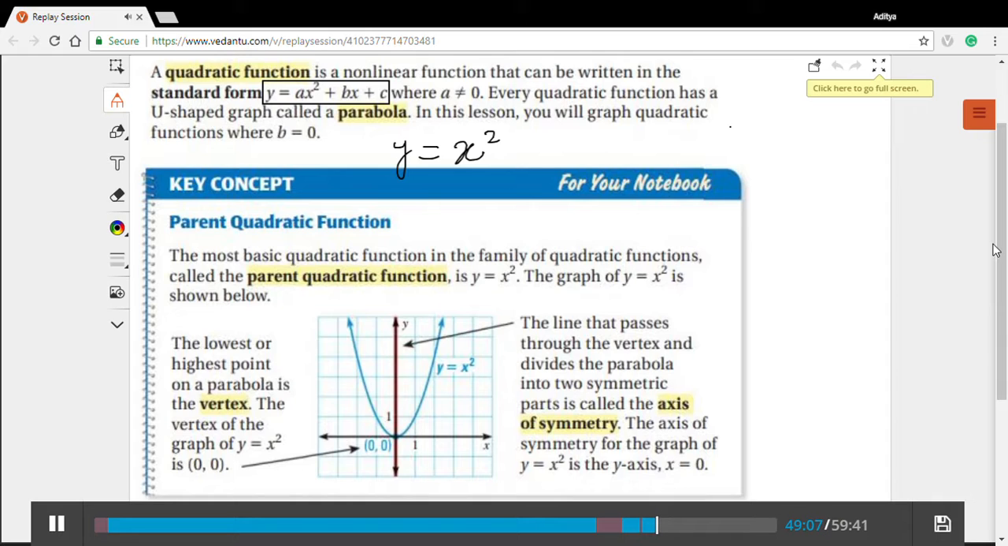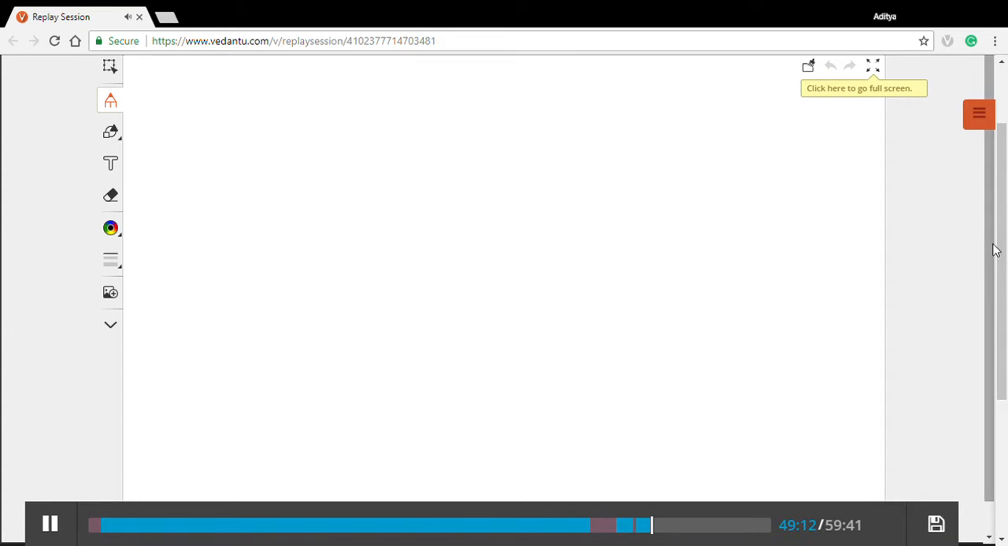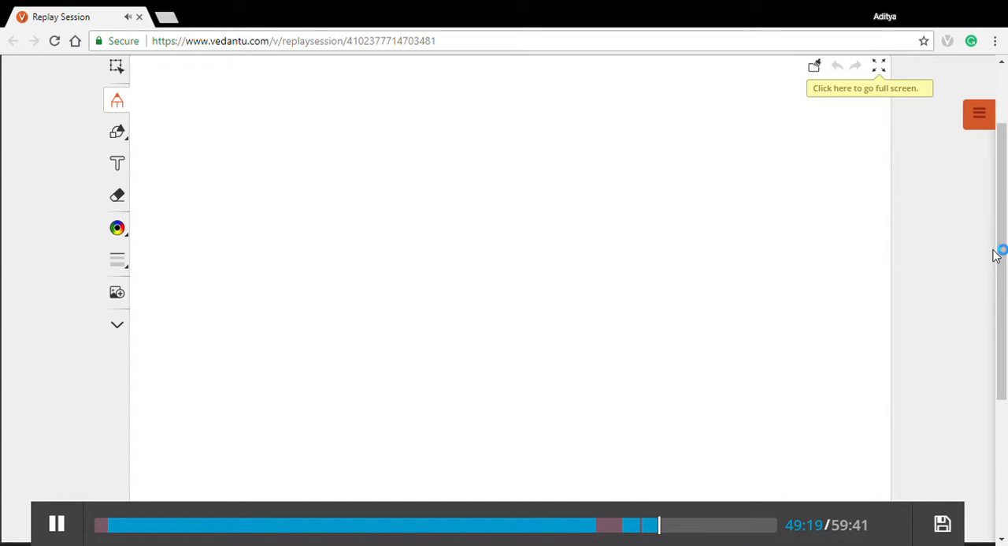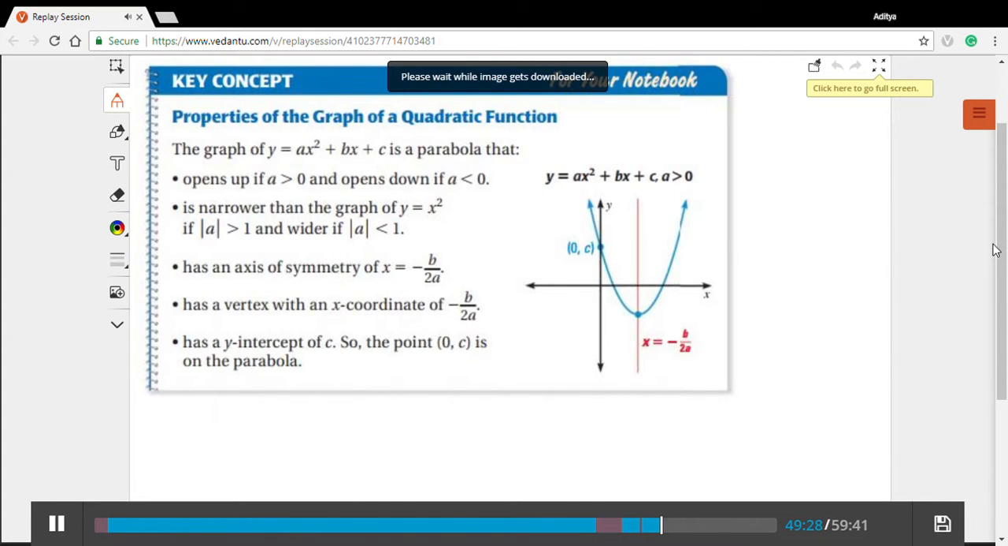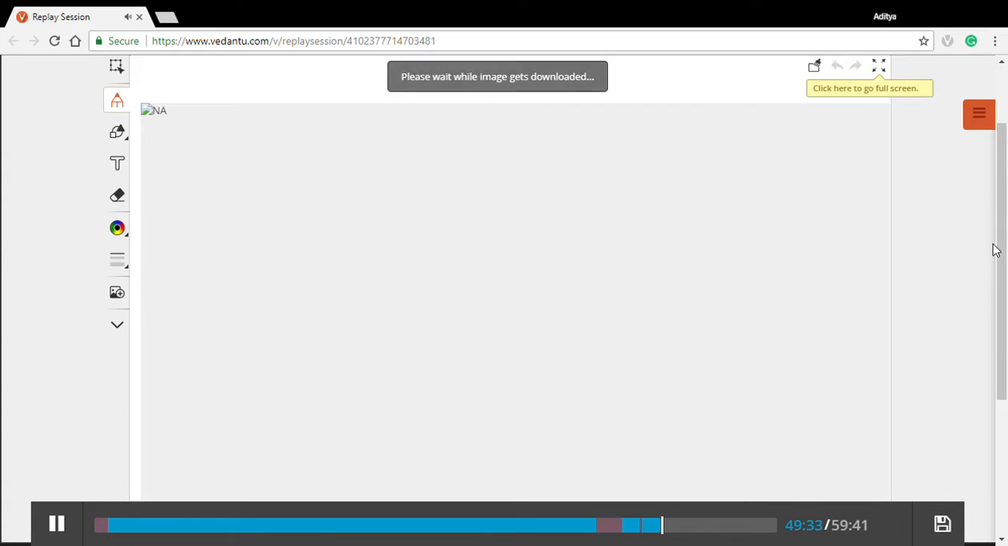Though I have just shown you an example, before that I'll tell you some characteristics of this graph, the properties of the quadratic function, just like in this image. That was the parent quadratic function. But in general, what we actually need is the standard form, or the general quadratic function. You have already learned the quadratic equation of that type. Now, if it's represented as y, we can plot it on the coordinate plane.